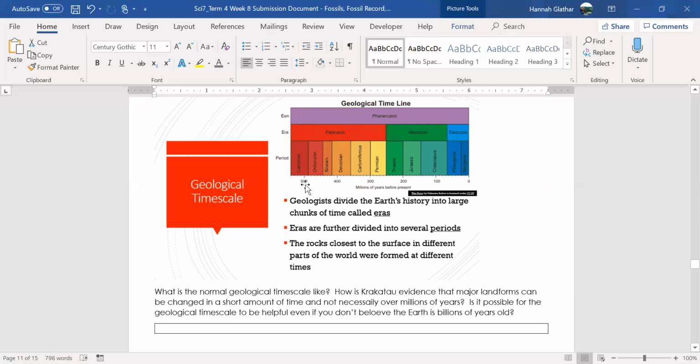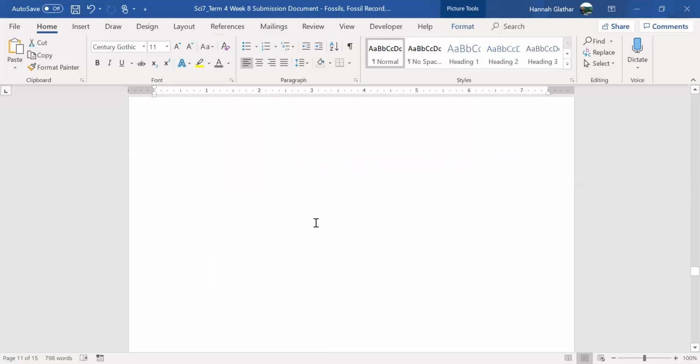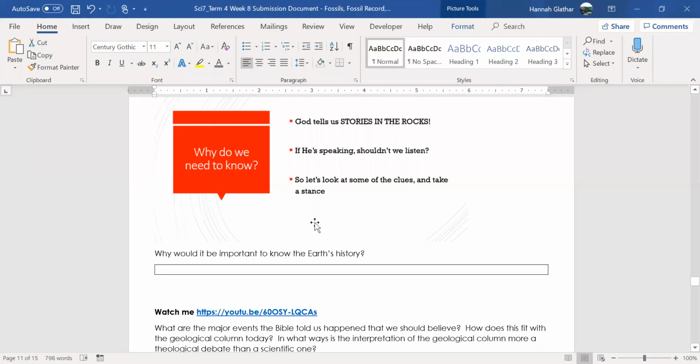So this is the Cambrian one. So we're talking about the Cambrian explosion. That's when that happened. So why do we need to know this? So again, if God is telling something to us through his creation, right, it's important to look at it, to look at the evidence in that, to look at some of the clues and to decide what we think that means. And so I think that's a good reason to study geology, right?